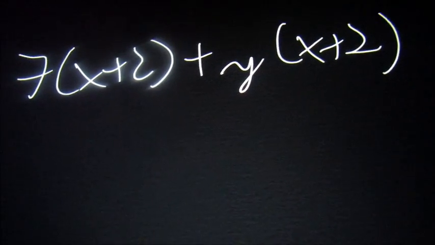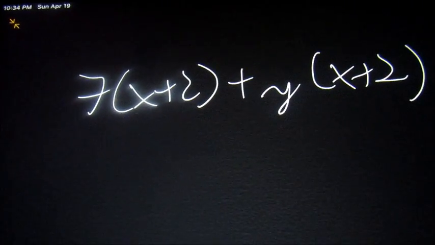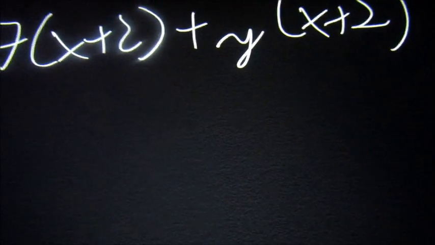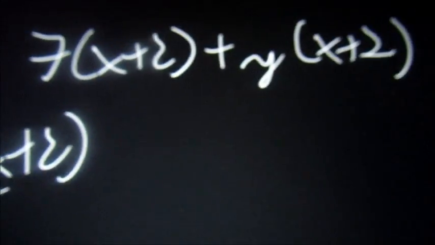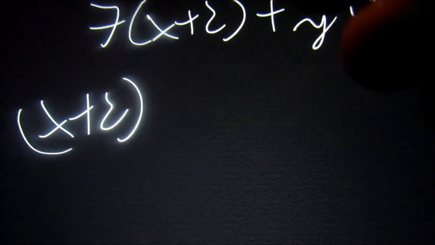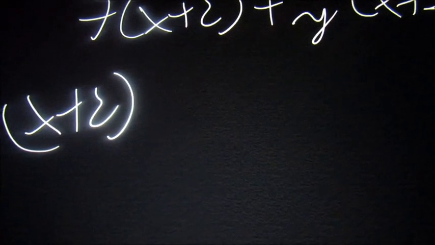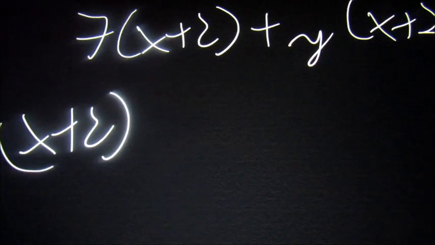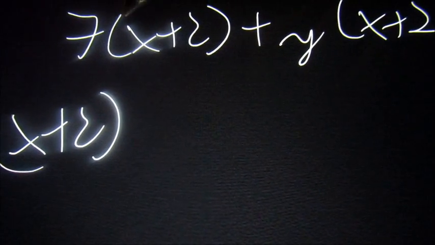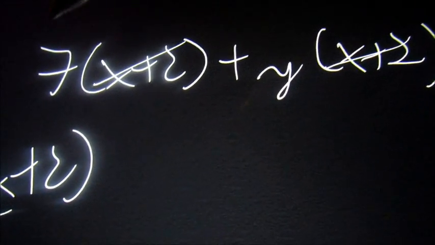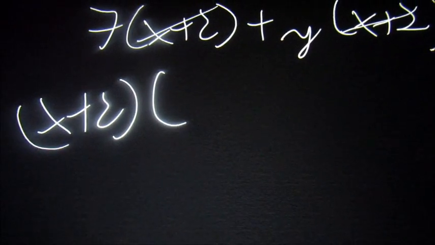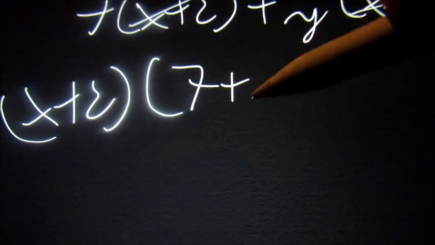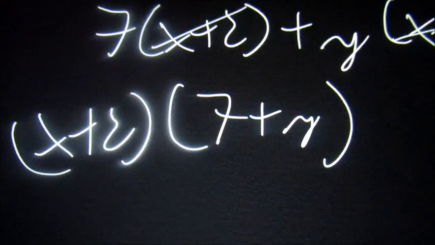So what we're going to look at is what's in parentheses. If they're exactly the same, which they are here, then we can factor that out. So factor out x plus 2. Okay, now, what are we left with? What we did was we divided both of these terms by x plus 2. So the x plus 2's are gone. What we're left with is the 7 and a plus y. So this will also be in parentheses, and it'll be 7 plus y.